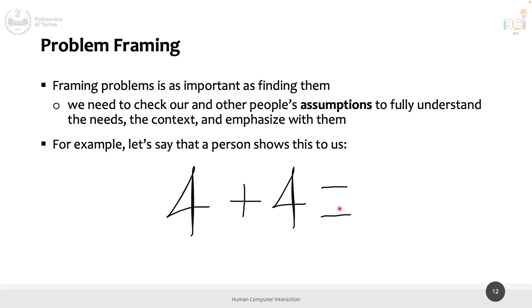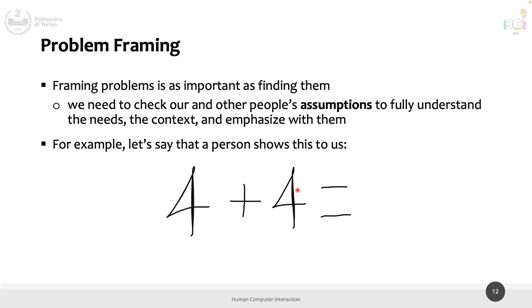Okay? So keep in mind that this could not be 8, but it could be two flags, one after the other. Or that it is 4 plus 4 minus minus, so it would be 7.8. Who knows, right? Don't make assumptions. So I hope that this will remain in your mind for the assumption part. Okay, any questions about this before moving on to methods?